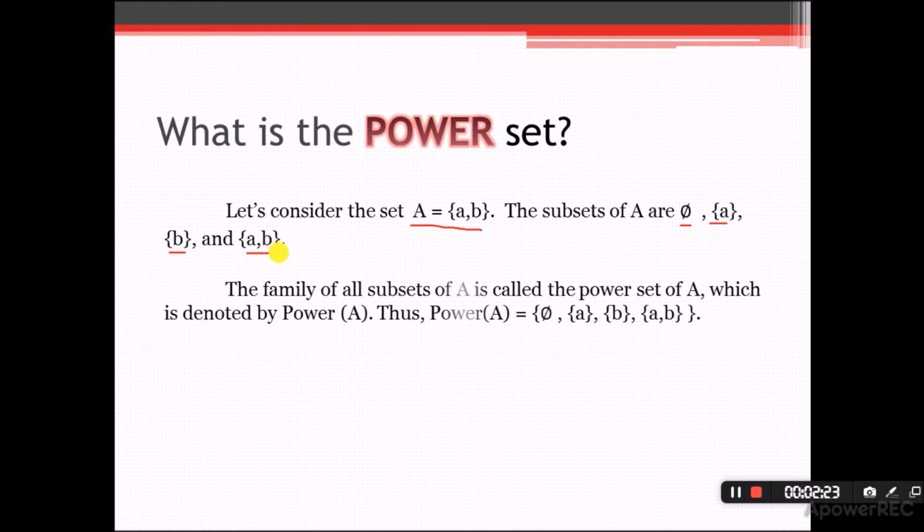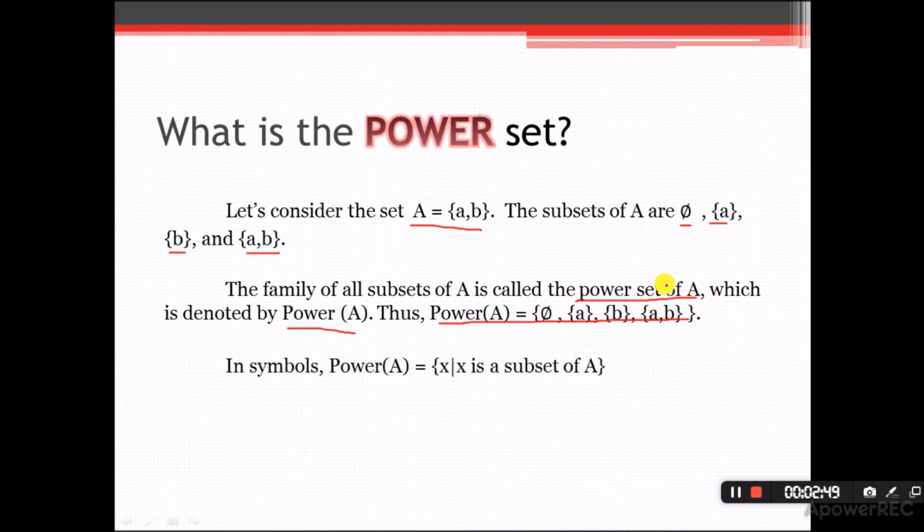The family of all subsets of A is called the power set of A, which is denoted by P(A). This P(A) is equal to the set of phi, the set of the element A, the set of the element B, and the set having the elements A and B. In symbols, P(A) is equal to the set of all x such that x is a subset of A, where A is the set with elements A and B.